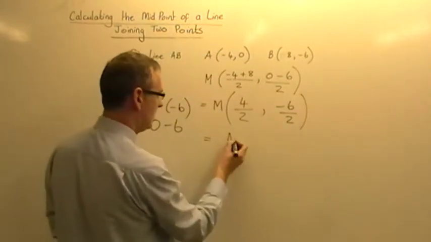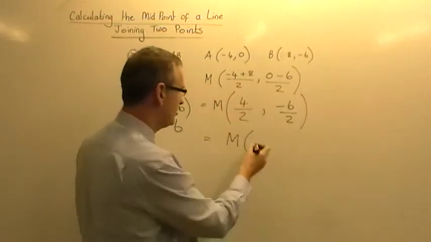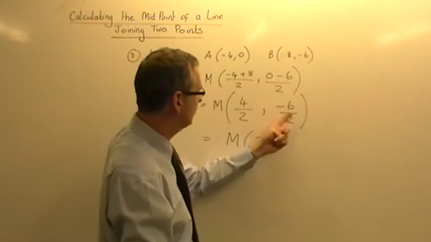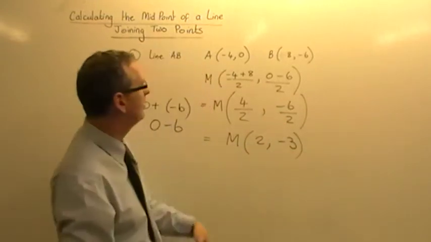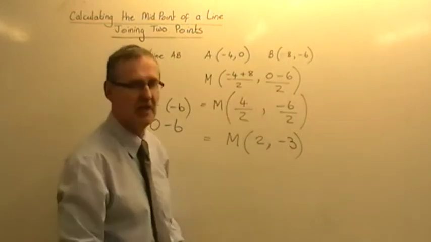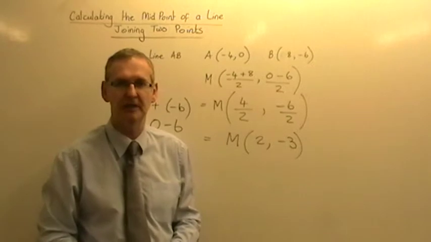And then finally, the last line, the midpoint coordinate will therefore be 4 shared by 2 is 2, and -6 shared by 2 is -3. There you go, there's the midpoint. If you join those two up to get a line AB, the midpoint would have coordinates 2, -3.